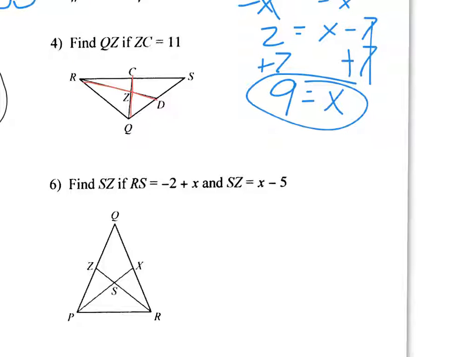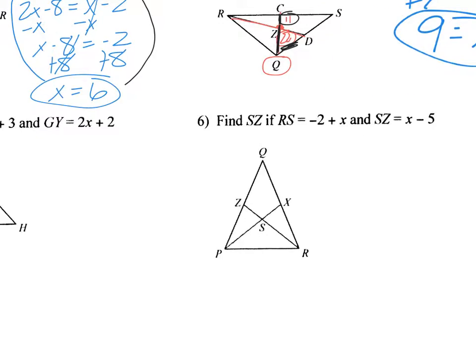Well, there's a theorem that says if the two medians intersect, then they intersect at a point that is 2/3 away from the vertex. In other words, if Z to C is 11, then Q to Z is twice that. So that would be 22. Now that one's a little more difficult to read, but just remember, from the vertex to the point of intersection is twice as big as it is to the side, which is 11. So 2 times 11 is 22.